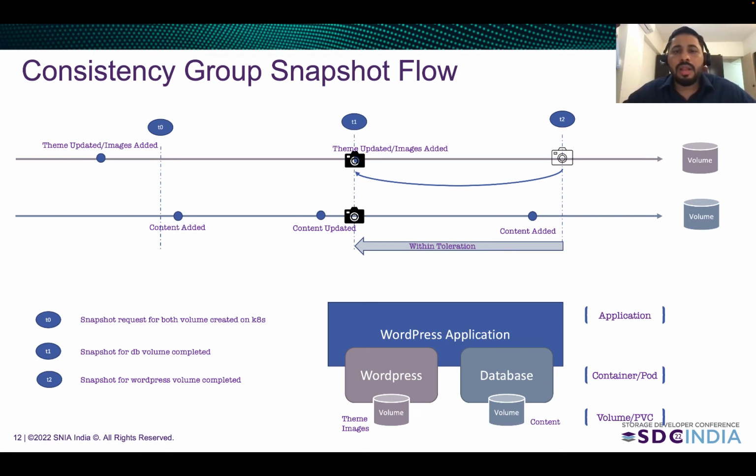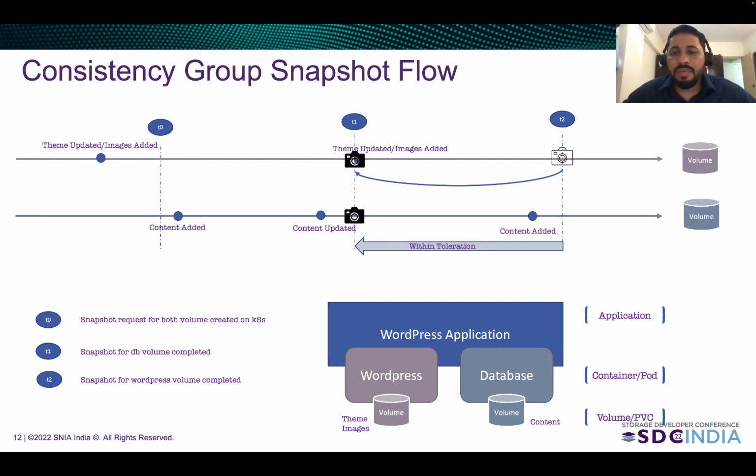Okay. Now then, still there is a request for the WordPress volume snapshot to be complete. Now at T2, the request will be processed by the CSI driver or storage vendor to complete the snapshot. But at this time, what happens is the CSI driver or storage vendor plugin checks if there is a present consistency group snapshot and it is within a toleration.